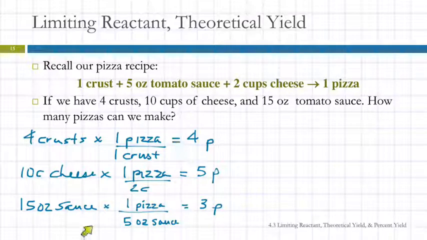So we're going to follow this same pattern with chemicals. You take each of your reactants and you figure out how much of the product you can make. The answer is going to be the smallest number. You're not going to add them all together. You're not going to pick the biggest one. You just pick the smallest number, and that's the answer. The sauce here is called a limiting reactant or a limiting ingredient because this is what's limiting how many pizzas you can make.